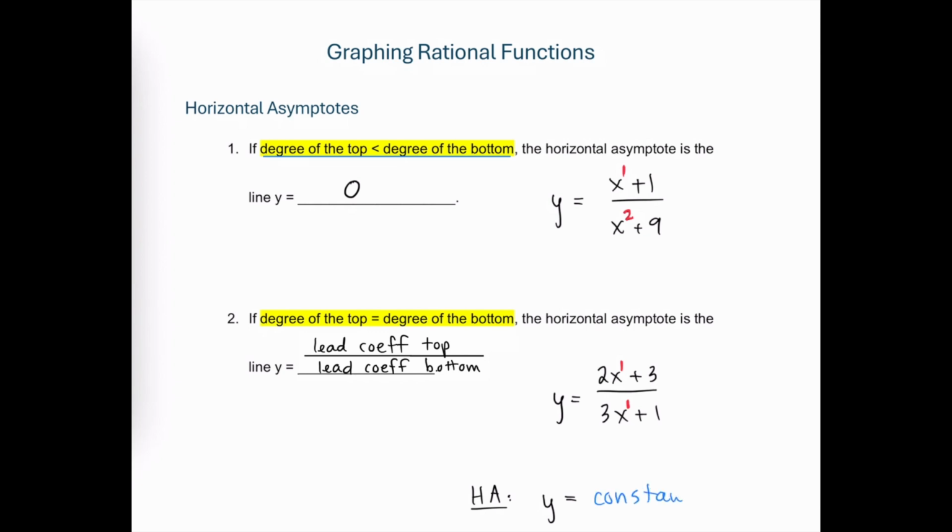Remember, a horizontal line is going to have an equation, y is equal to a constant, and that constant is going to be the value that is the leading coefficient of the top, so positive 2, divided by the leading coefficient of the bottom, so positive 3. So this would be the equation of the horizontal asymptote.